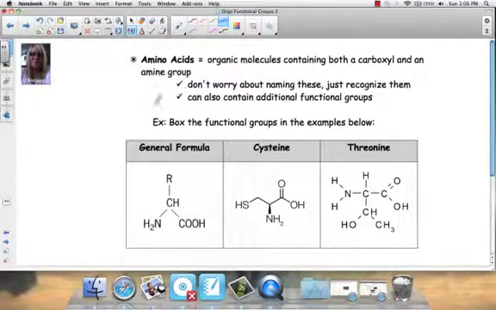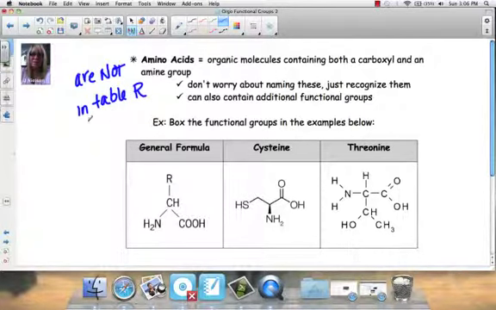Okay, amino acids. Amino acids are not in Table R, but they have asked them on the Regents. You only need to be able to recognize them. An amino acid, amino comes from amine, has an NH2 group. Acid implying organic acid, so it also has a COOH group. You just have to recognize these. So here is the organic acid group, here is the amine group.